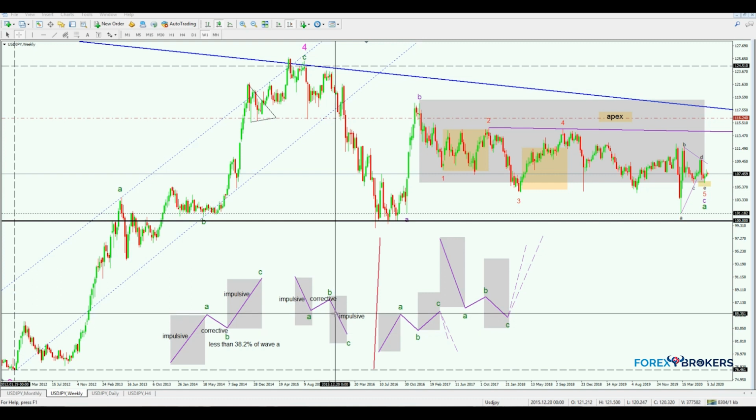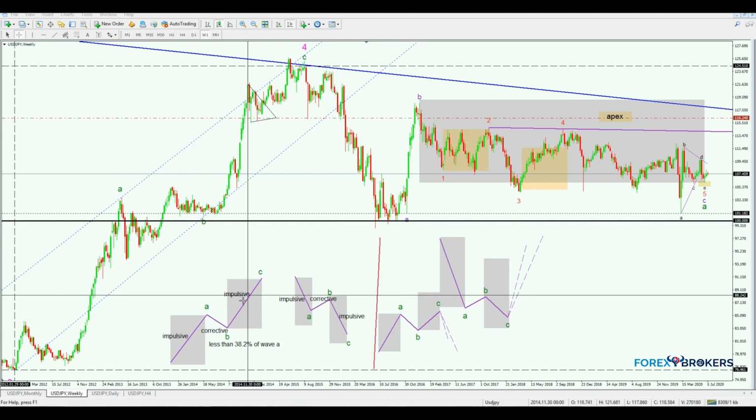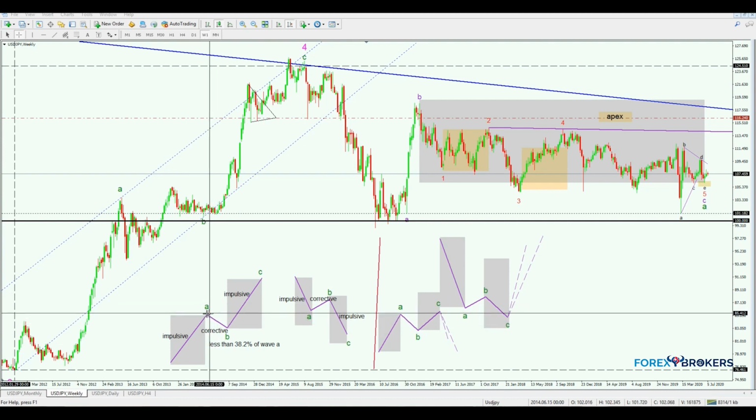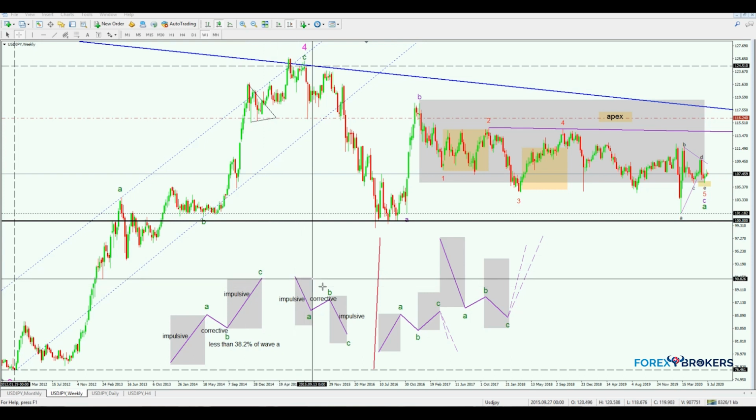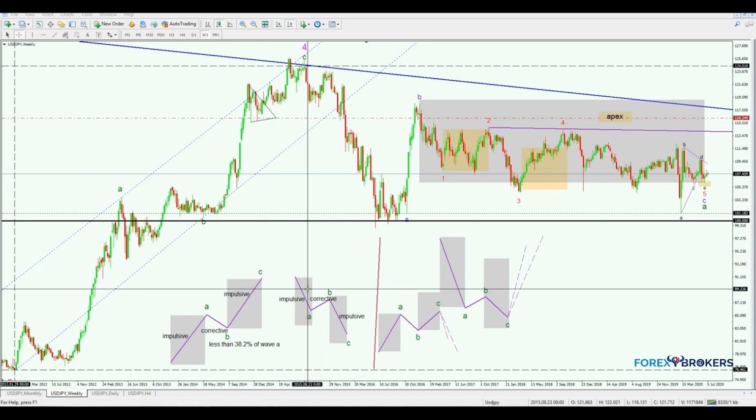And the most important part in a zigzag is that the time for the two impulsive waves should be more or less the same. Of course, give it or take it, be flexible, because this is the FX market and the theory was invented on a different financial market back in the 1930s.